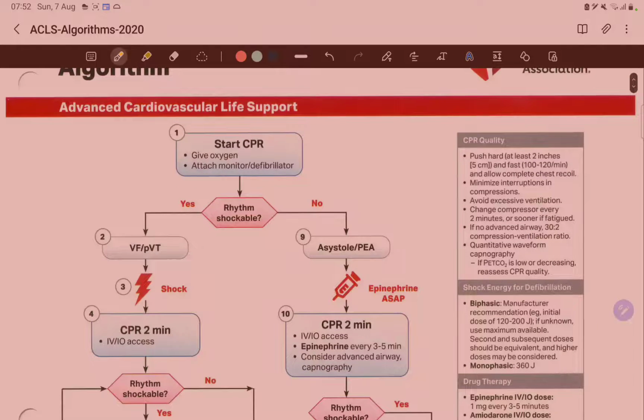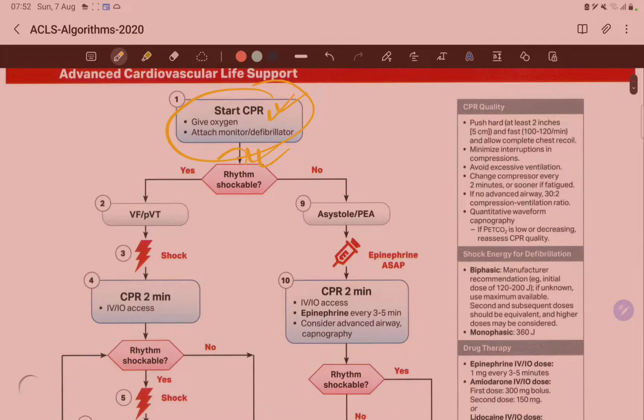So basically what will happen if we get a patient with cardiac arrest? We will attach monitors, attach the defibrillator, assign a person for defibrillation, and continue with the CPR. Now we'll check the monitor, the leader. Suppose I am the leader, I'll see whether the rhythm is shockable or not. What do we mean by the rhythm being shockable or not?